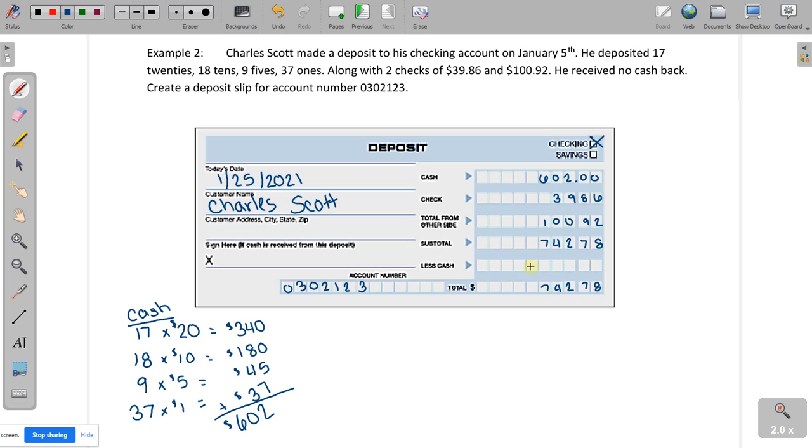So those are a couple examples. If you have any questions on checking accounts, please reach out.